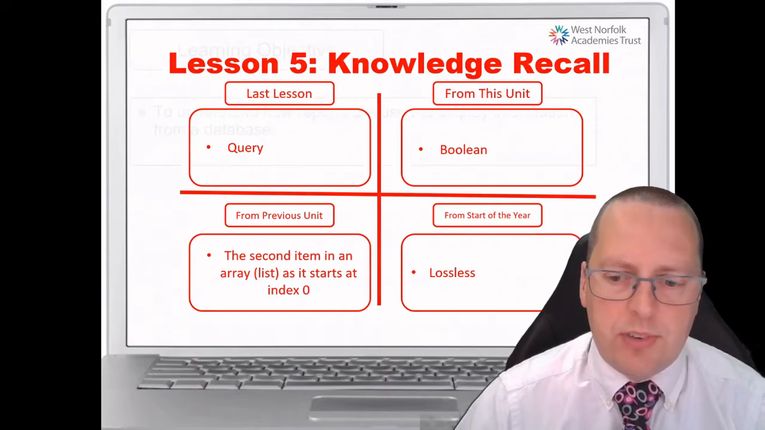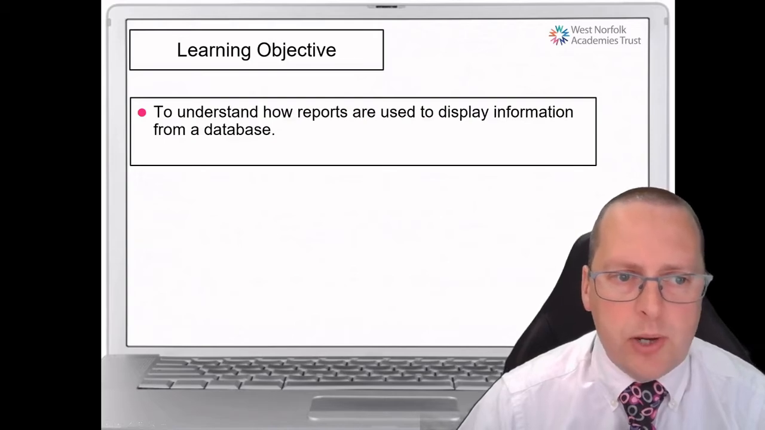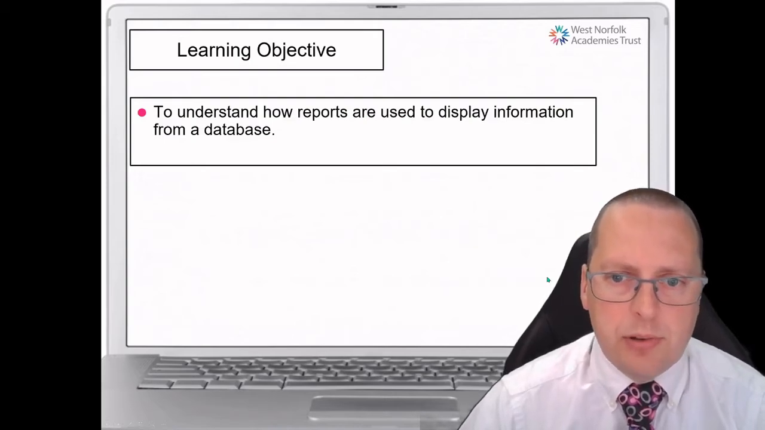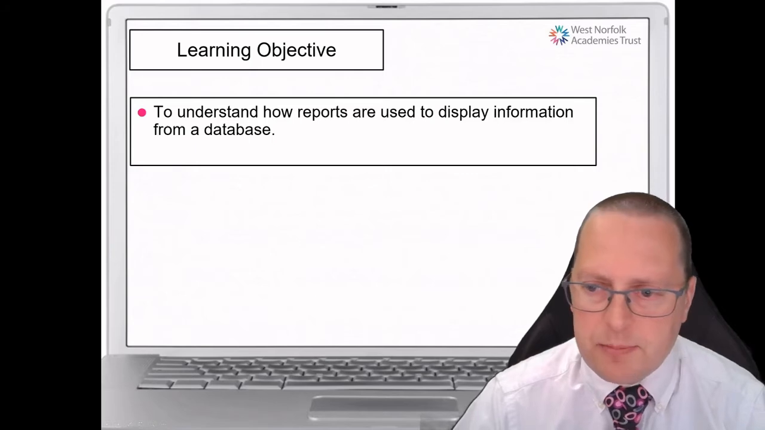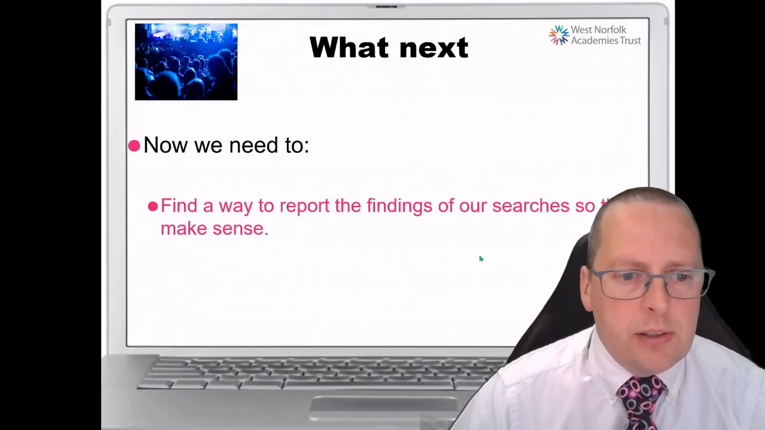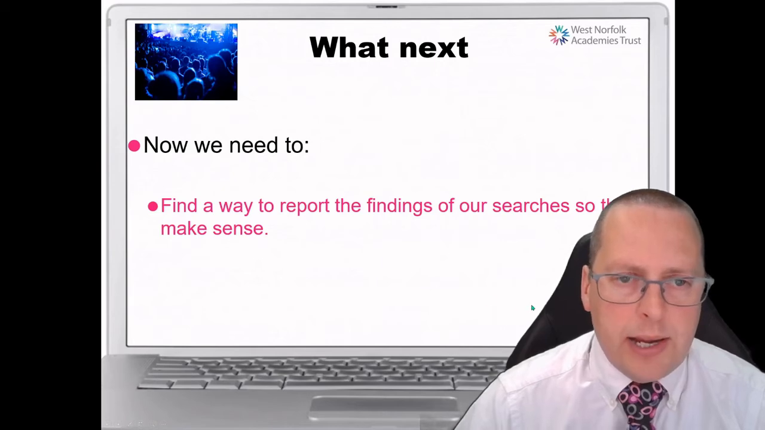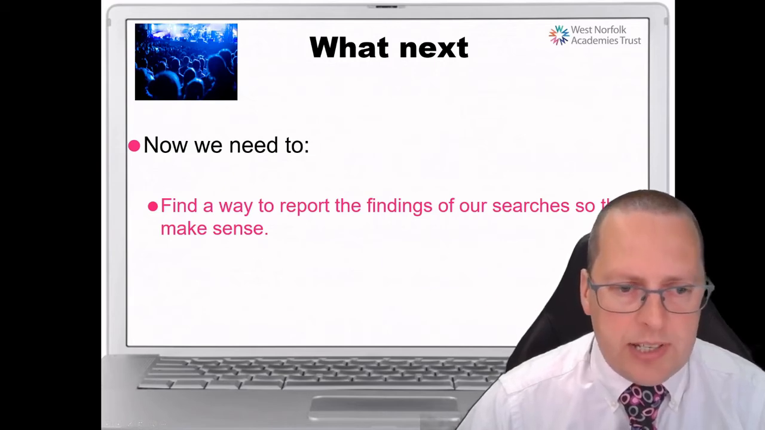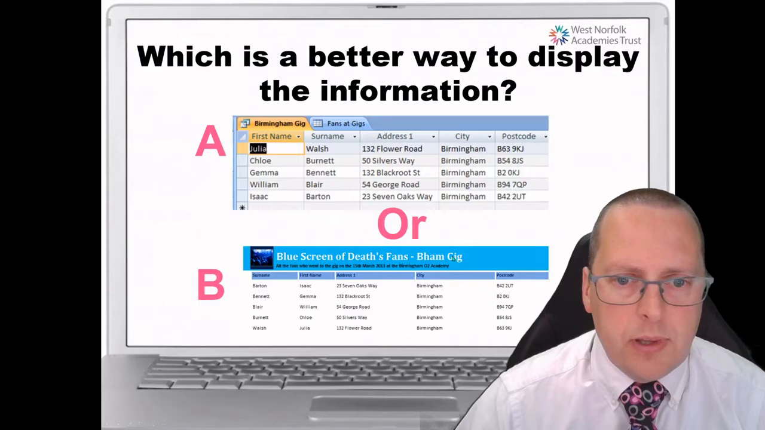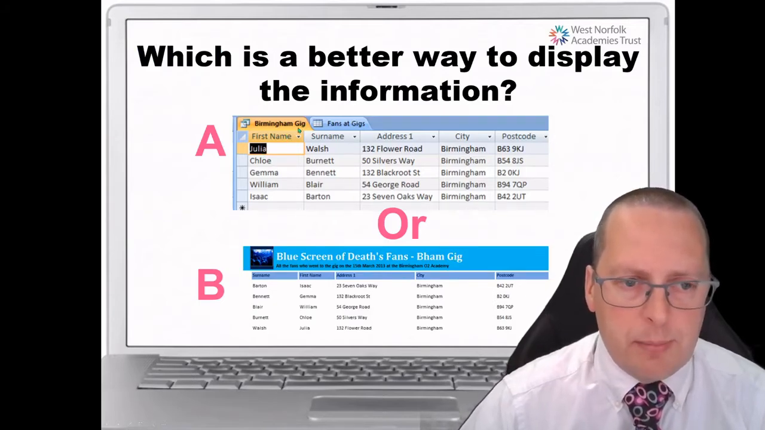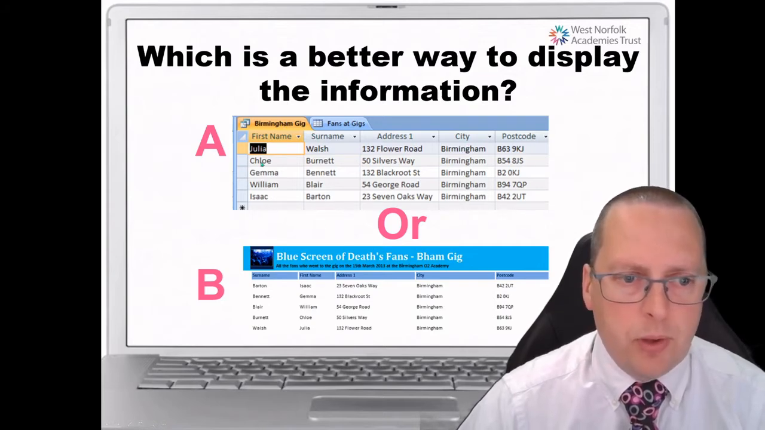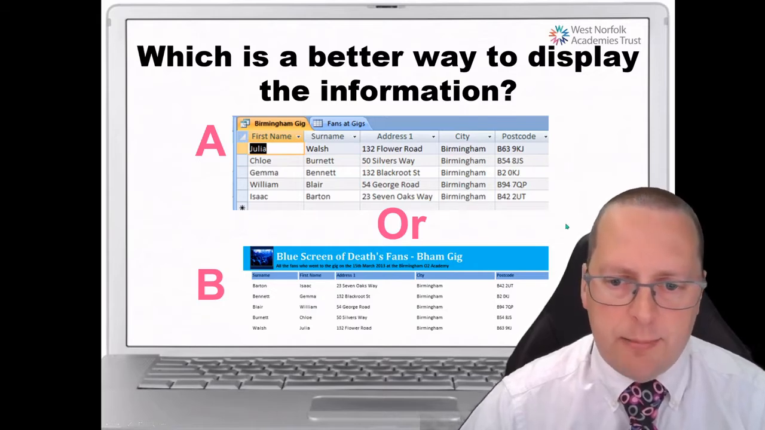So moving on with databases. This week we're going to look at reports, how they're used to display information from a database. So we're going to find a way to report and show information in a much clearer way than just from a table of information. So we can see here that we've got a table. This is the results of the people who went to the Birmingham gig. We can see that they've all gone to Birmingham, and we've got the information for those people. And that's one way to display the information.